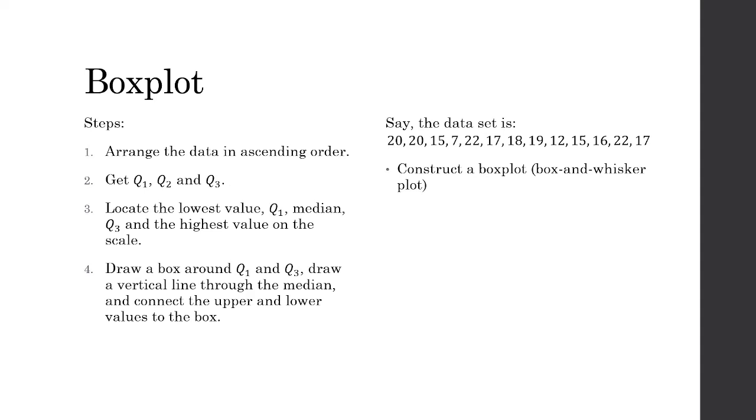So in creating a box plot, you need to arrange the data in ascending order. So pakita lang natin kung may data array ba tayo dito. So the same data that we used earlier. So we need to get the first quartile, the second quartile, and the third quartile. Then we need to locate the lowest possible value, the Q1, median, the third quartile, and the highest value on the scale. So draw the box around the first quartile and the third quartile and draw a vertical line through the median and construct upper and lower whiskers to the box.